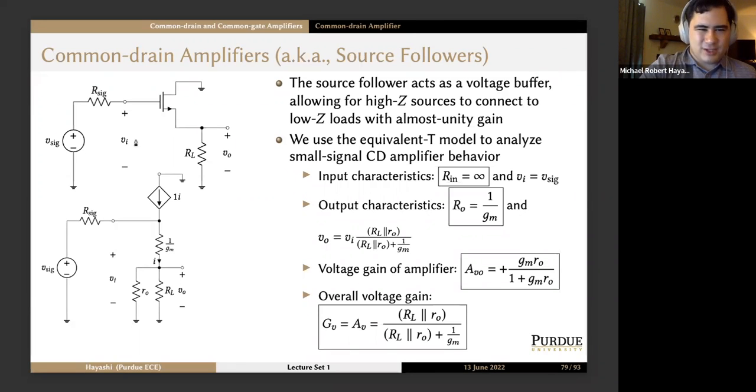So the input characteristics: we're looking into the gate of the transistor. No current flows through the gate, so infinite input resistance. VI is equal to VSIG. Output characteristics: we define the output as basically looking up there, and we see that the output resistance is 1 over GM, a nice low output resistance, just like we want.